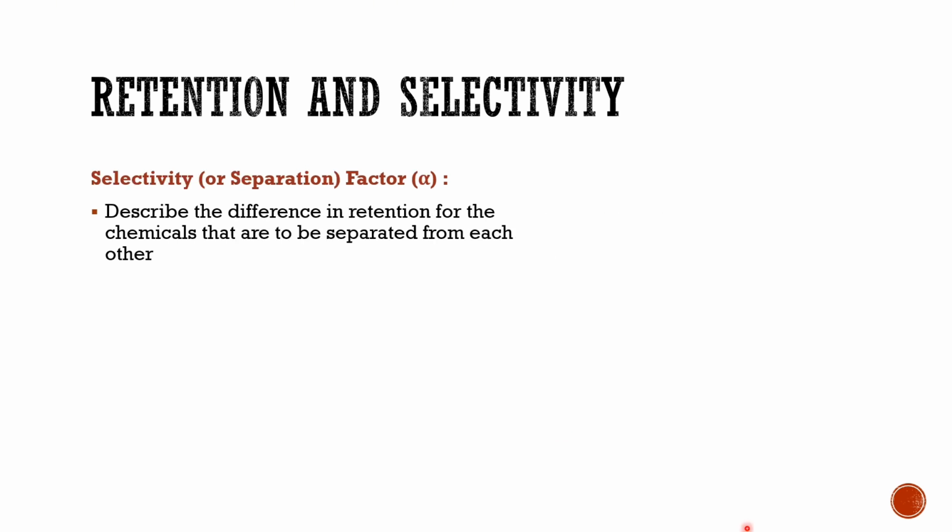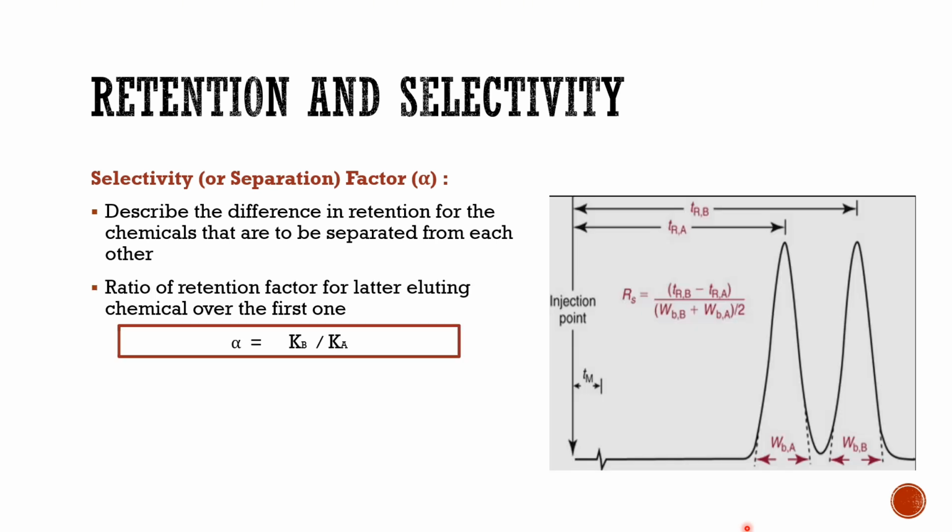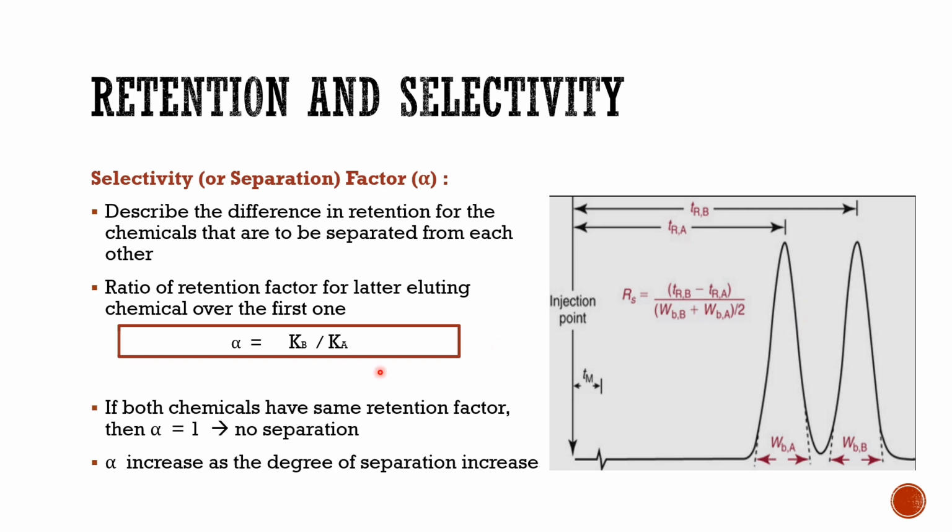Another term that we can use is the selectivity or separation factor, alpha. It describes the difference in retention for the chemicals that are to be separated from each other. So it is the ratio of the retention factor for the later eluting chemical over the first one, Kb over Ka. If both chemicals have the same retention factor, then alpha equals 1, which means there is no separation. Alpha increases as the degree of separation increases.